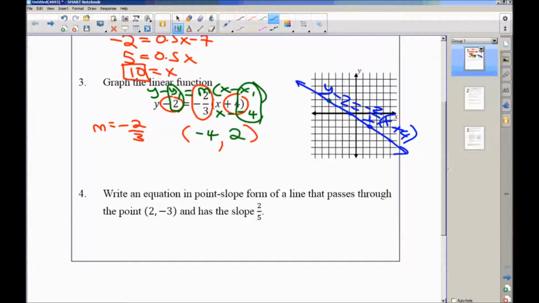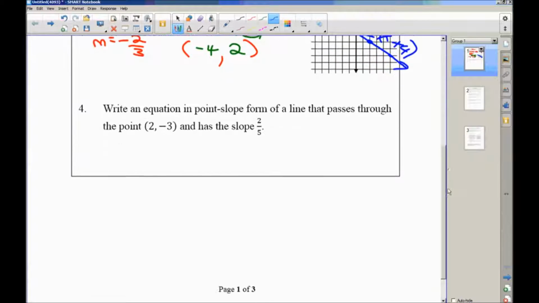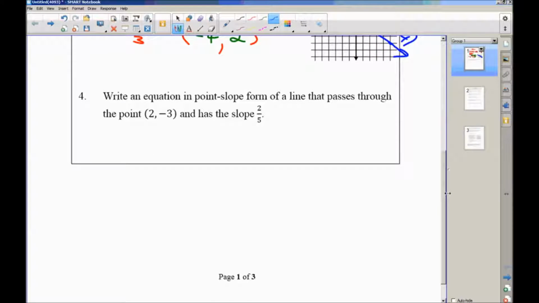Number 4, write an equation in point-slope form of a line that passes through the point 2, negative 3 and has the slope of 2/5. So I'm going to write my equation for point-slope form. y minus y1 equals m times x minus x1. And remember, this is our xy coordinate. So we have x first and y second. So that's x1 and y1. And here's my slope. Okay.